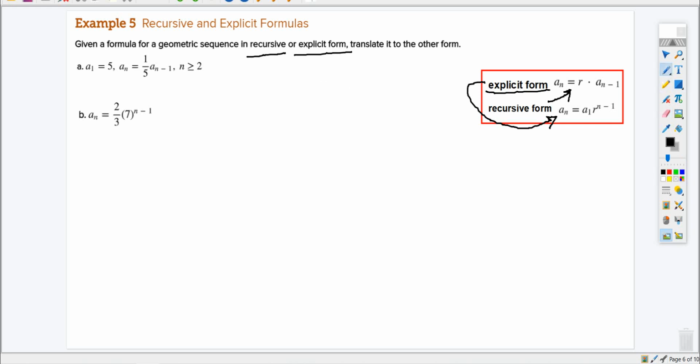Okay, so 5b. This time I can tell we are given the explicit form, right? Because it's exactly in this form. a_n is equal to a_1 times r to the power n minus 1, where a_1 is the 2 over 3 if you just compare, and the r is just 7, right? So we want to write this one in the recursive form. Remember the recursive form?